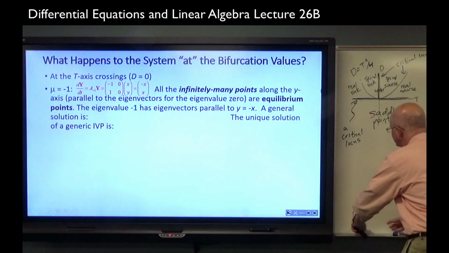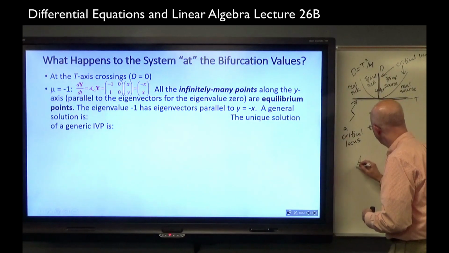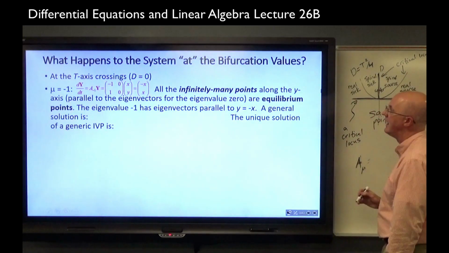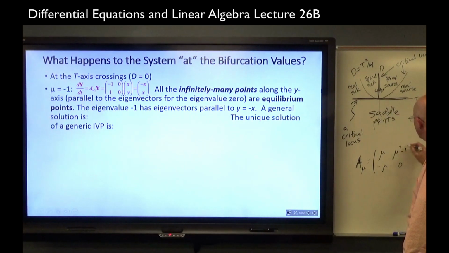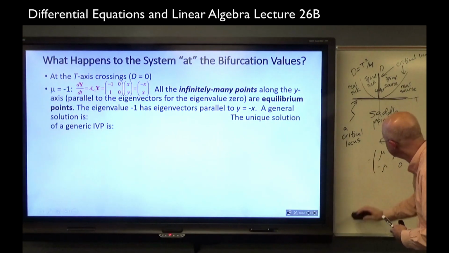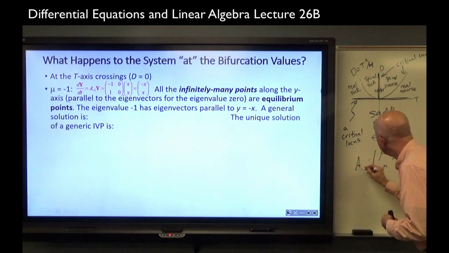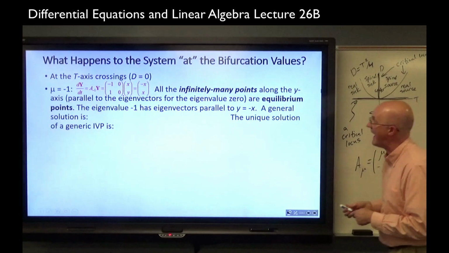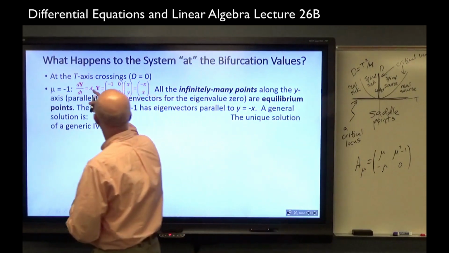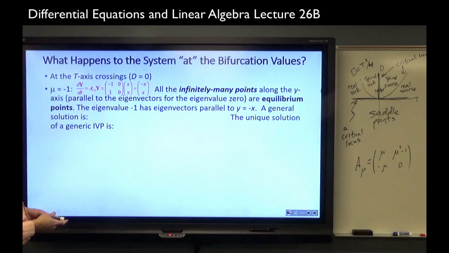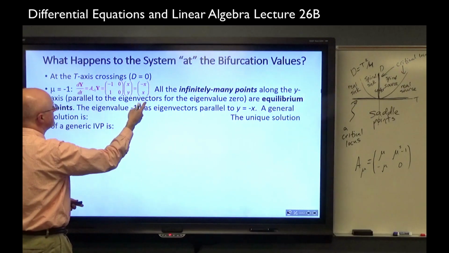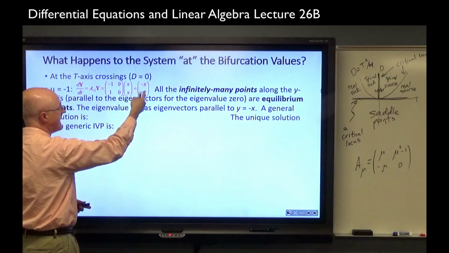What was the A matrix? A sub mu. I believe it was mu squared minus 1, negative mu, and 0. Yes, this looks consistent with that. That is my A sub mu matrix. And in the case where mu is -1, that matrix simplifies to what you see here. A sub -1, mu is -1, plug it in. You get this matrix. In terms of the vector field for the system, the vector field is -x, x.